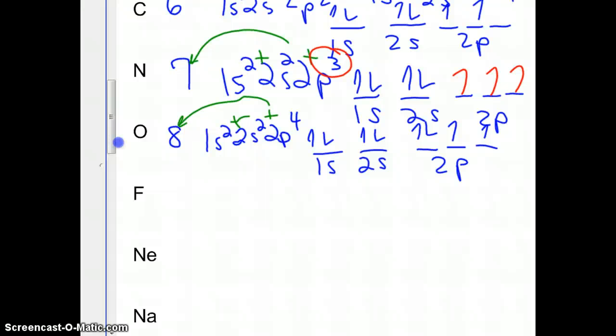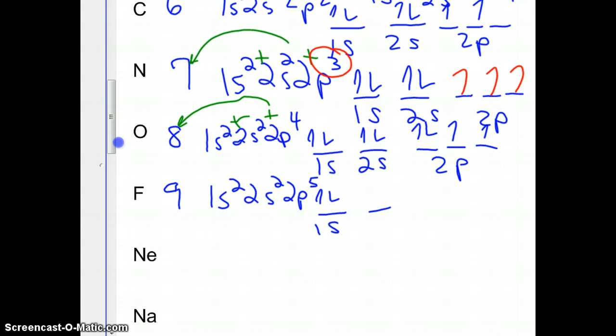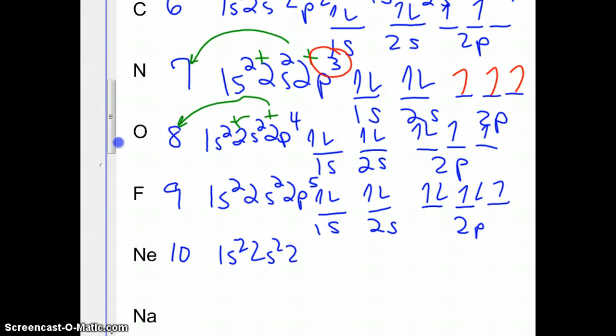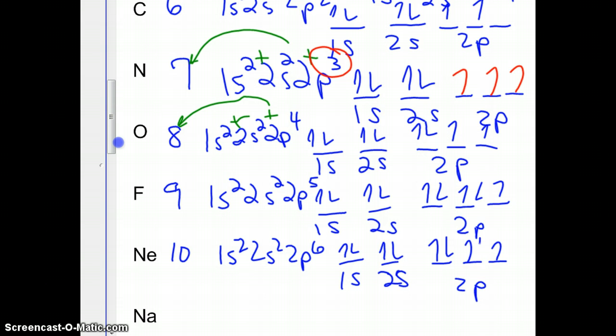Okay, so hopefully you are done. So fluorine has 9 electrons, 1s2, 2s2, 2p5. Looks a lot like oxygen, but instead of having 4 in the p level, it will have 5. 1, 2, 3 blanks for the p. Up, up, up, down, down. And then neon has 10. 1s2, 2s2, 2p6. 1s, 2s, went ahead of myself. And then 2p. Up, up, up, down, down, down.